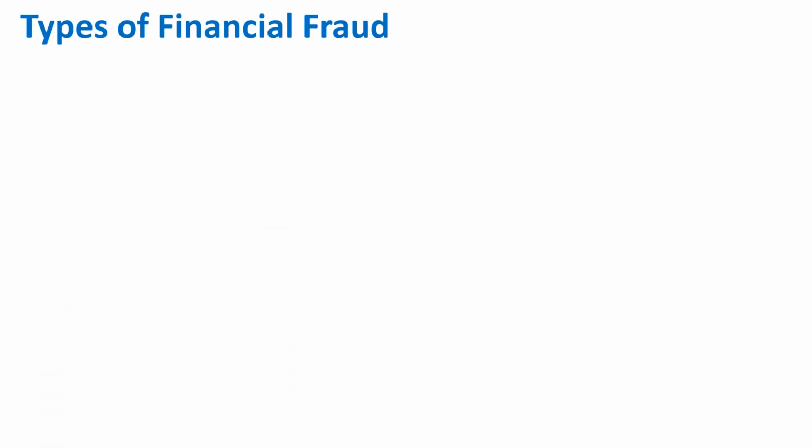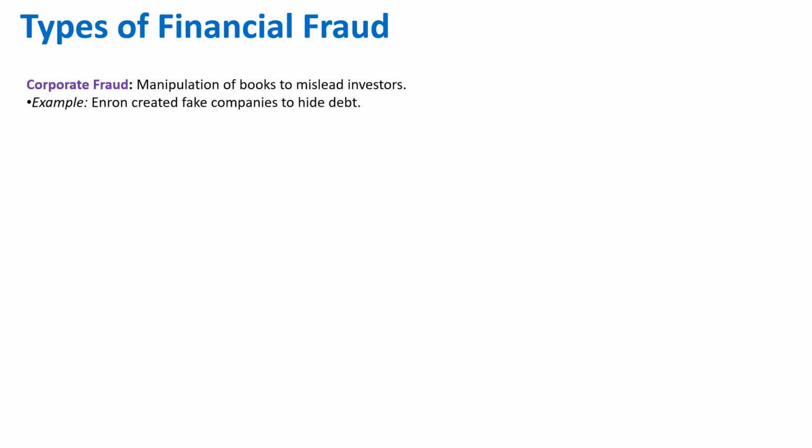Now, let's try to understand the different types of financial fraud which a business can have. The first one is corporate fraud, manipulation of books to mislead investors. Example, Enron created fake companies to hide debt. In India also recently there was a fraud case which belongs to IndusInd Bank where certain provisions were not disclosed or not accounted in the books of accounts. Because of that the profit was inflated.